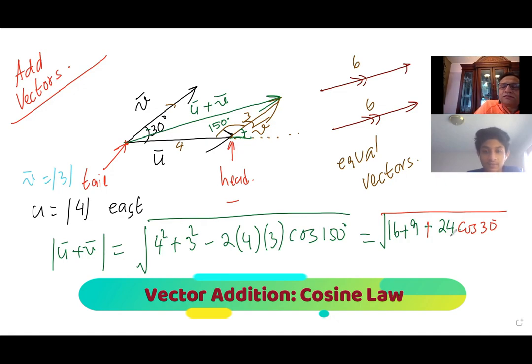Right. So what do you get as the magnitude? 6.76. 6.76, right? So that becomes the magnitude of u and v, correct? Correct. Now, once we know this magnitude, what is the direction?